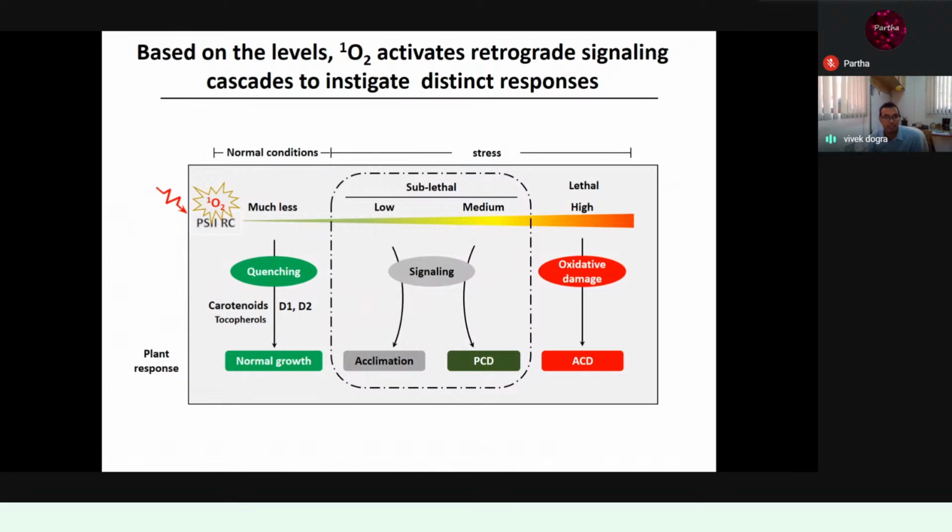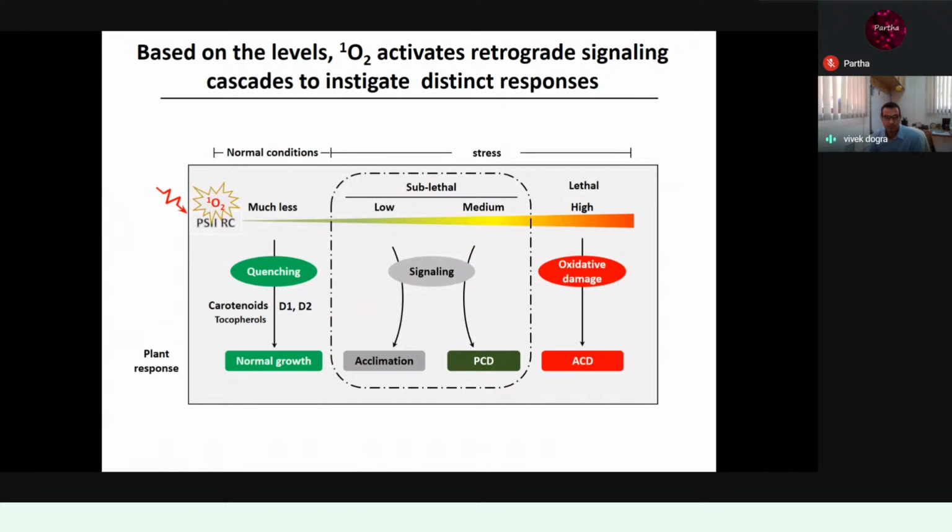However, when the levels increase, they could be sublethal levels, where the plant can still survive and bear the ROS levels. In that condition, the plant can activate two kinds of signaling. One can lead to acclimation, where the plant growth slows down and it will sustain. Or the plant can decide to kill some of its own cells by activating programmed cell death, to sacrifice the cells which are affected more, to save others.